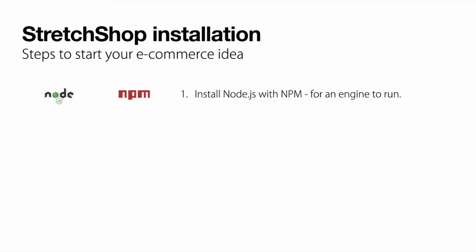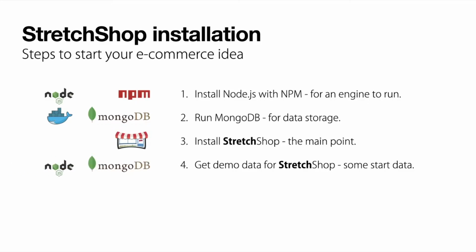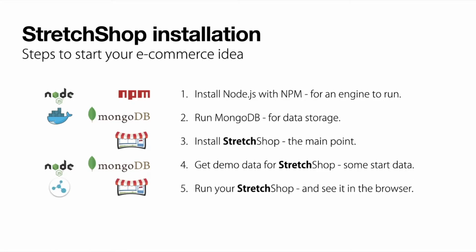To start to work on your excellent e-commerce idea, you first need to complete 5 or 6 steps. First, install Node.js with NPM for an engine to run. Second, run MongoDB for data storage. Third, install StretchShop, the main point. Fourth, get demo data for StretchShop, some start data. Fifth, run your StretchShop and see it in the browser. Sixth, bonus, change the front end.